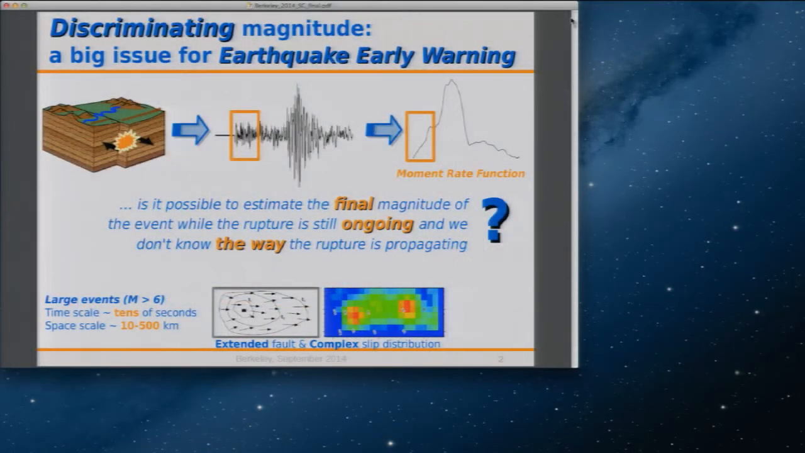background before starting. So one of the biggest issues of an earthquake early warning system is how can we estimate the final magnitude of an earthquake while the rupture process is still ongoing and we don't know how it's going to propagate. And this is especially true for the case of very large events for which the rupture process and the slip distribution can be very complex. So how can we estimate the final magnitude just by looking at the beginning of the rupture process?